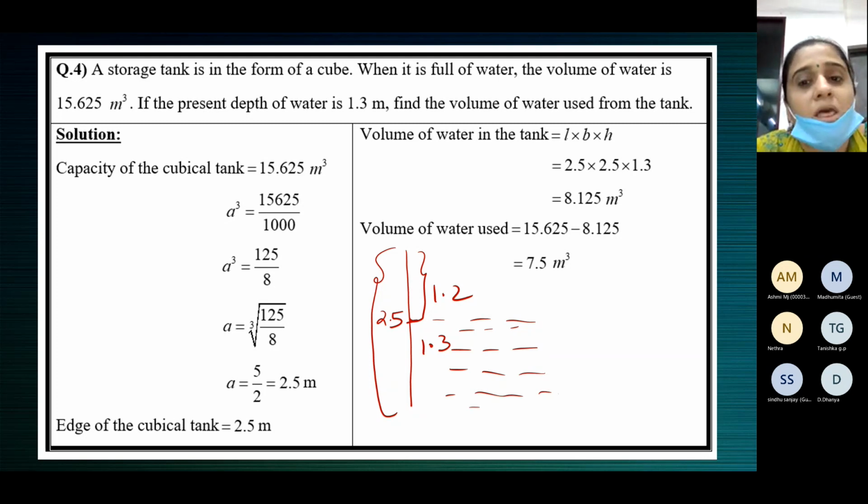How have I done it? Volume of the water in the tank. Water in the tank is cuboidal. Why? Because it's not completely filled with water. Now it's become a cuboid. So L into B into H. Length is 2.5, breadth is 2.5, height is 1.3.